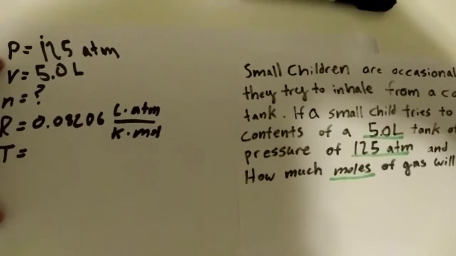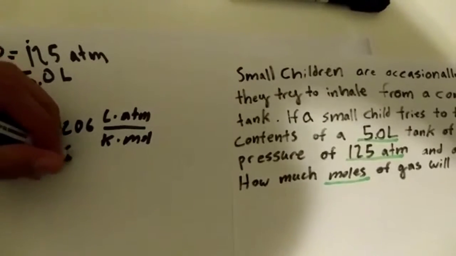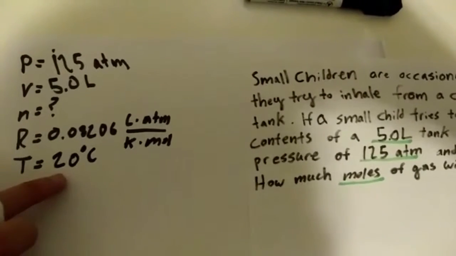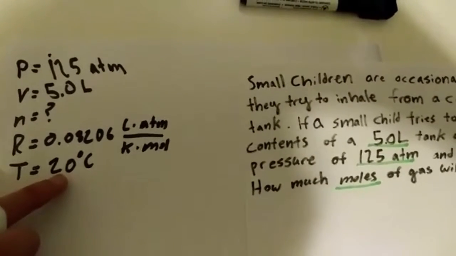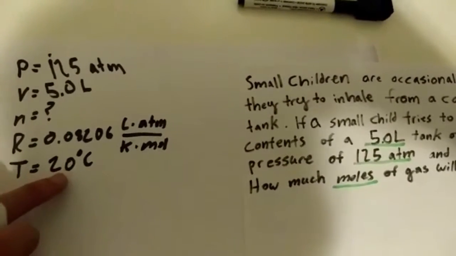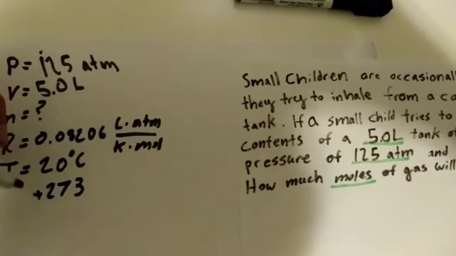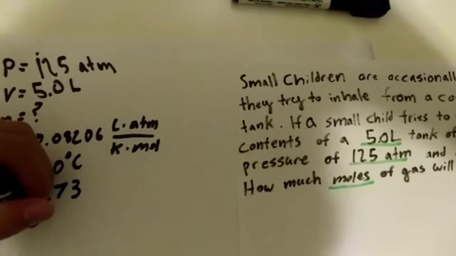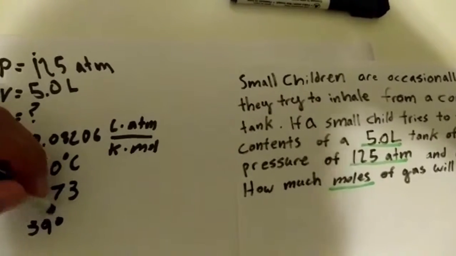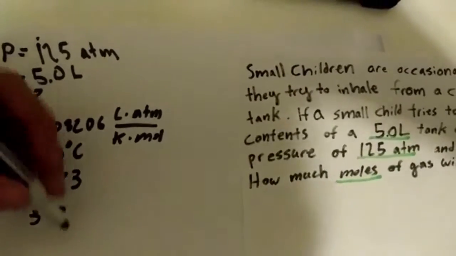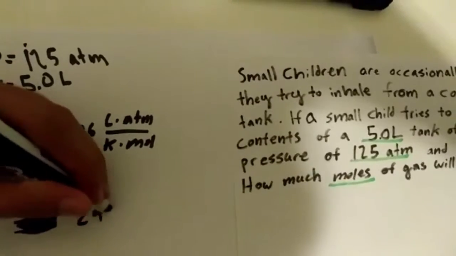So temperature, it gave us 20 degrees Celsius. But remember, we can only use Kelvin. So to convert this into Kelvin, we must add 273. So 20 plus 273 gives us 293 Kelvin.